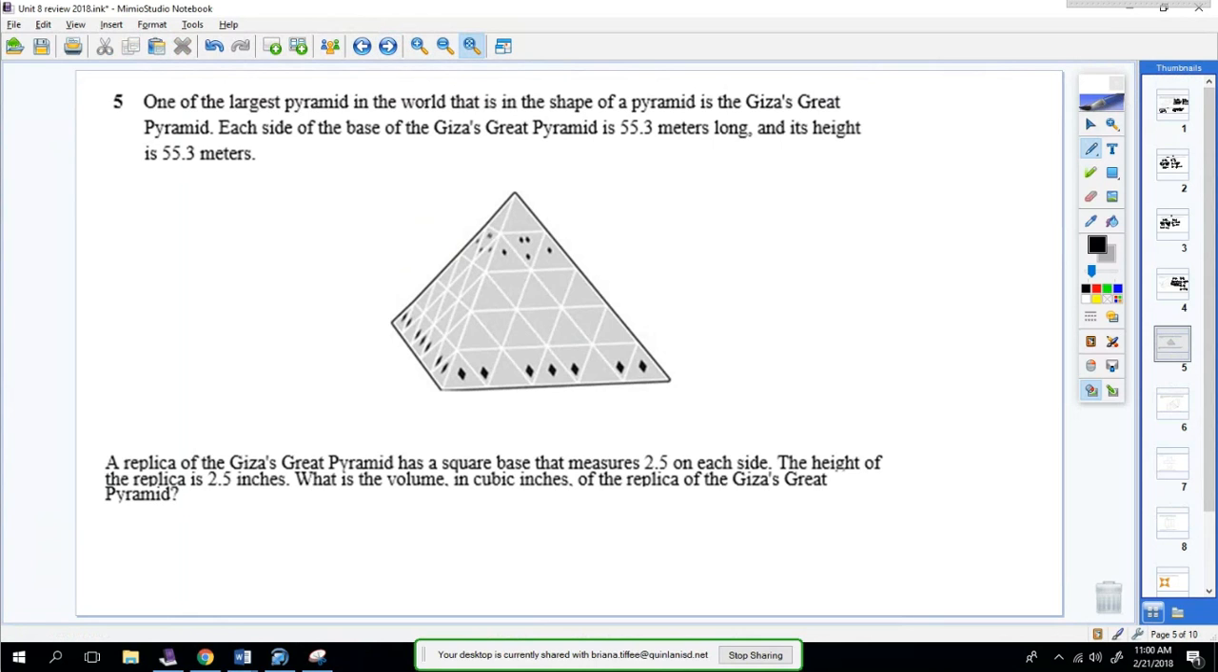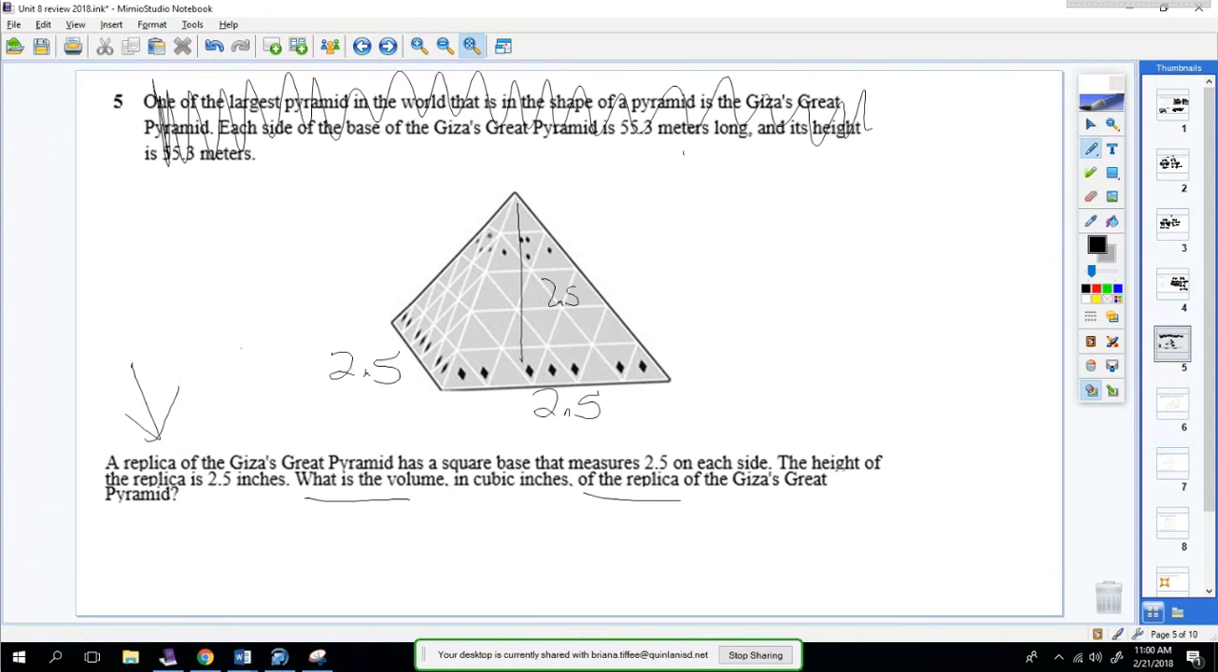Okay, so this last sentence tells me what I'm looking for. It says, what is the volume of the replica of the Great Pyramid? So since we're only looking at the replica, that means we don't need this entire first part. We're only looking at the second part. So the replica has a square base. So each side's 2.5. And then the height is 2.5.